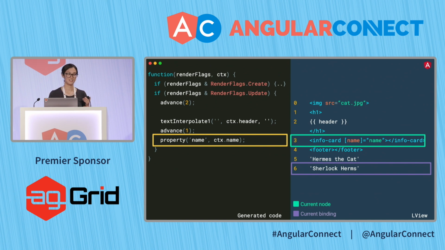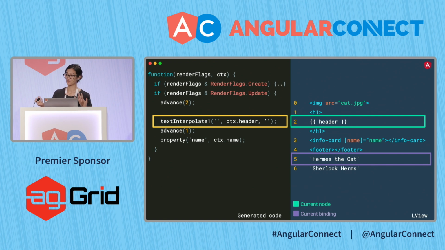But you'll notice that this is a directive input, right? This is not an element. So we don't want to go and set the name property on the element. We want to set it on the info card component. But you'll remember that we have this beautiful mapping between a certain node and all the directives on the node. So it's pretty simple for us to extrapolate which component this is and set the inputs on it directly from there.